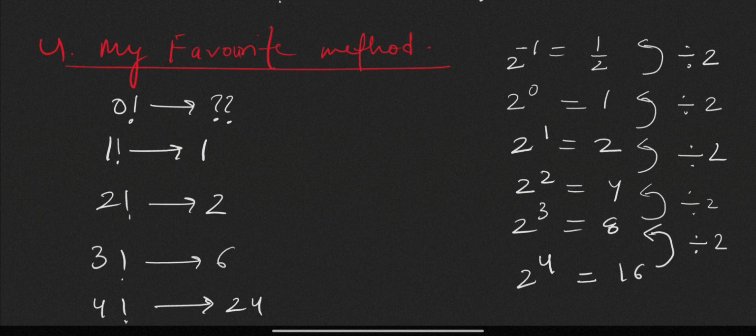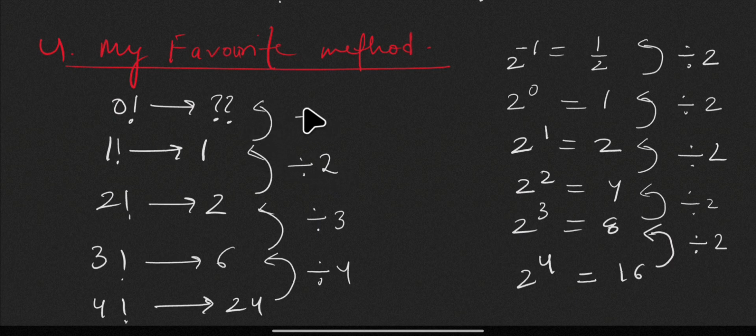Now, a similar thing when you observe here: from 4 factorial to 3 factorial, I am dividing by 4. From 3 factorial to 2 factorial, I am dividing by 3. From 2 factorial to 1 factorial, I am dividing by 2. And then again from 1 factorial to 0 factorial, what do I do? I divide by 1, and then I get 1. You got it?